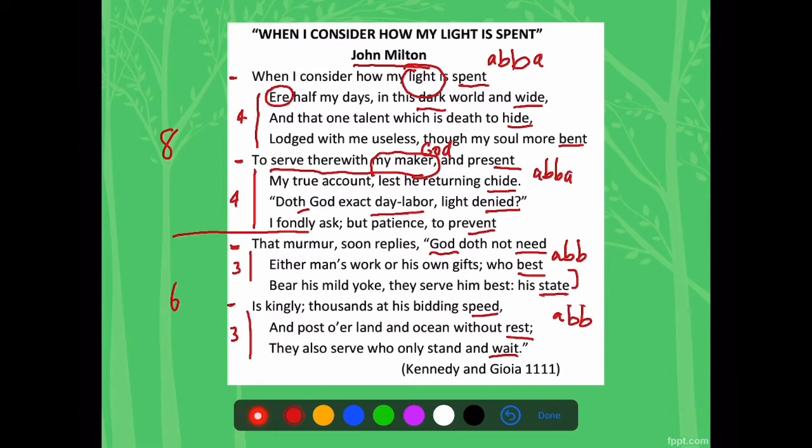I fondly asked, but now patience. I'm going to tell you the verb alludes, okay? A-L-L-U-D-E. Alludes means to refer to another work, another written work outside the text.